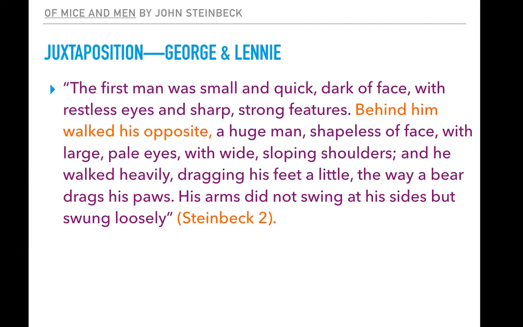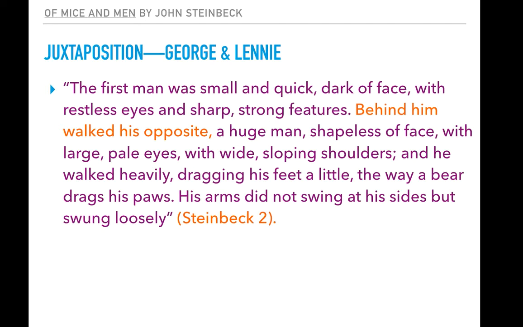Just the two characters of George and Lennie alone are juxtaposition. In the description of them from section 1, "The first man was small and quick, dark of face with restless eyes and sharp, strong features." So he's this little, sharp-eyed, sharp-featured guy. "And behind him walked his opposite."